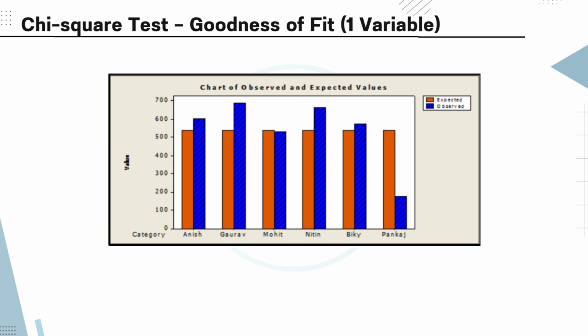You don't need the actual numbers here. Just looking at the visual deviation between observed and expected gives you a quick feel for where the discrepancies lie. This is a powerful diagnostic for identifying whether any category is overperforming or underperforming compared to a baseline expectation.